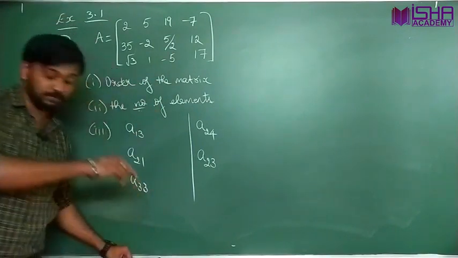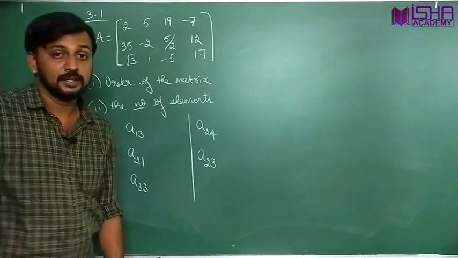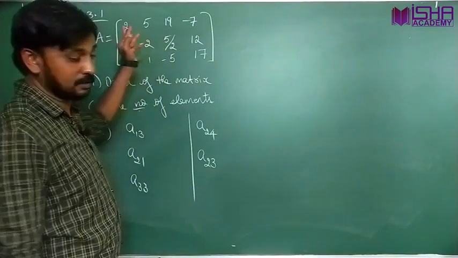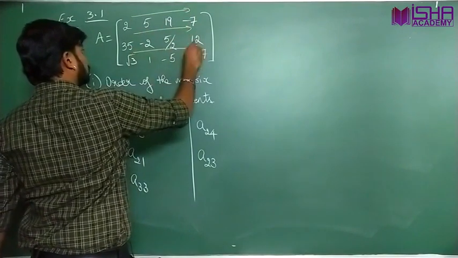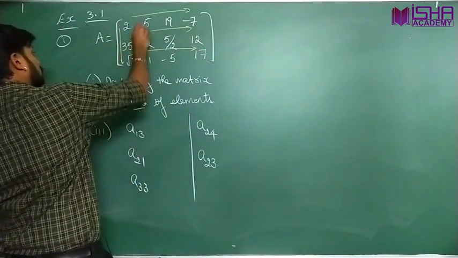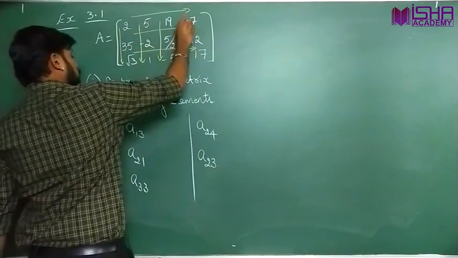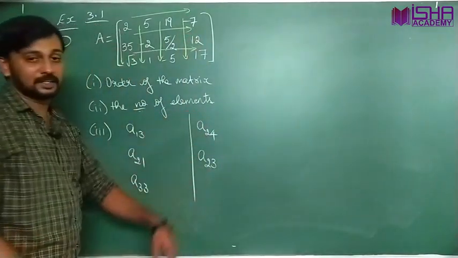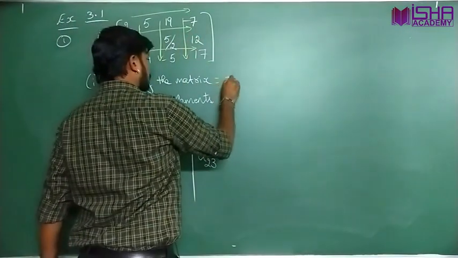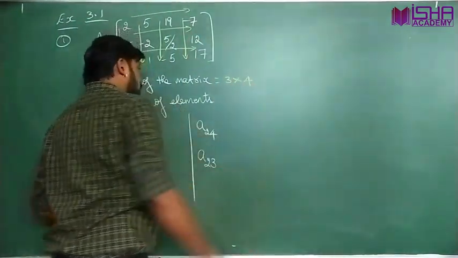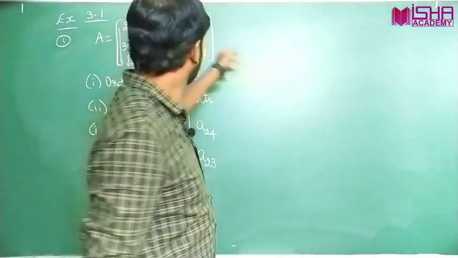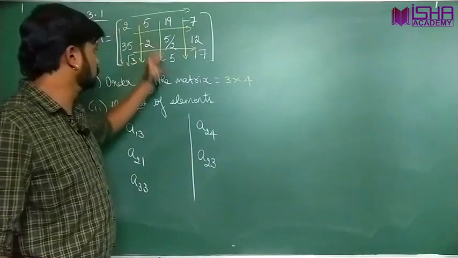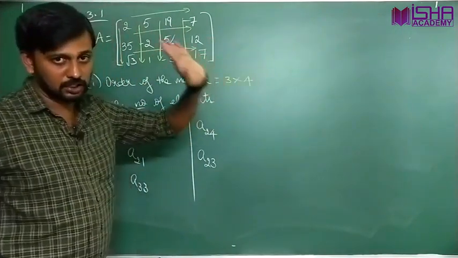So first, the order of the matrix. How many rows and how many columns are there? Yes, 3 rows, and 4 columns: 1, 2, 3, 4. So the order of the matrix is 3 by 4, or 3 cross 4. So 3 rows, 4 columns.